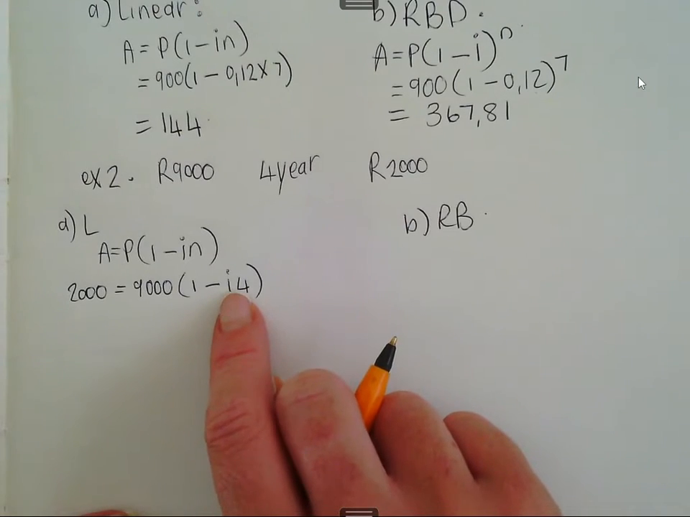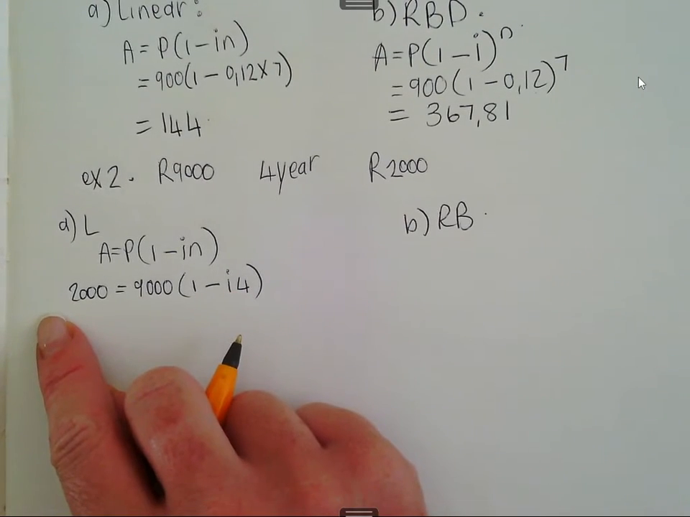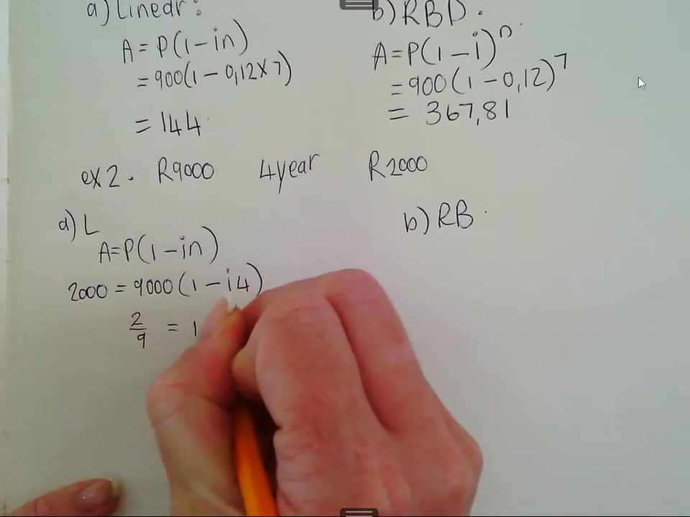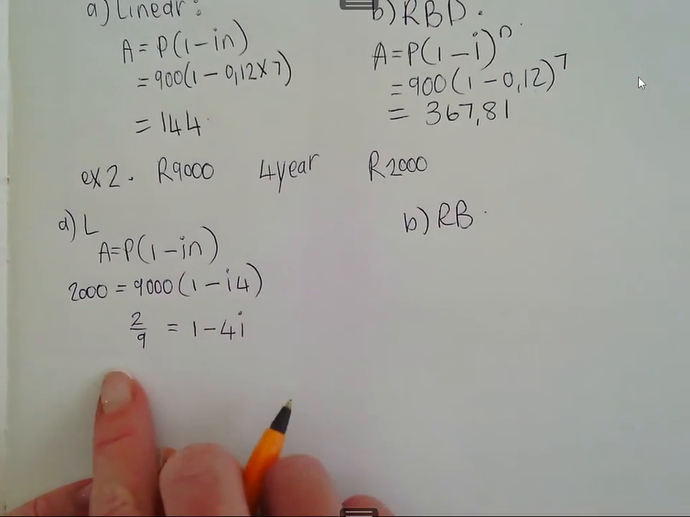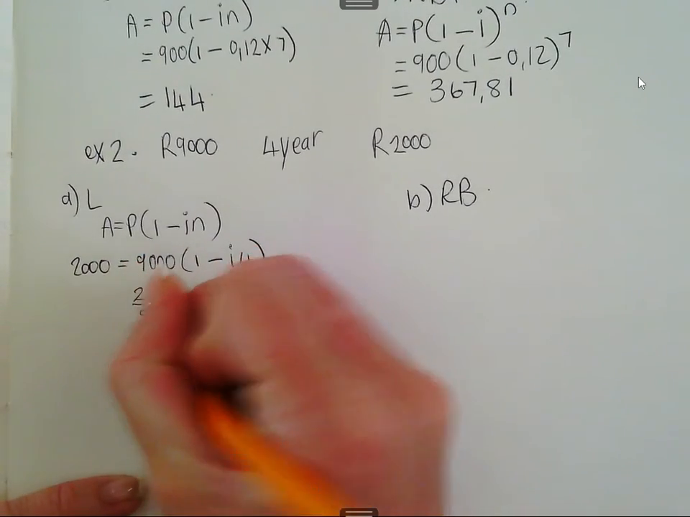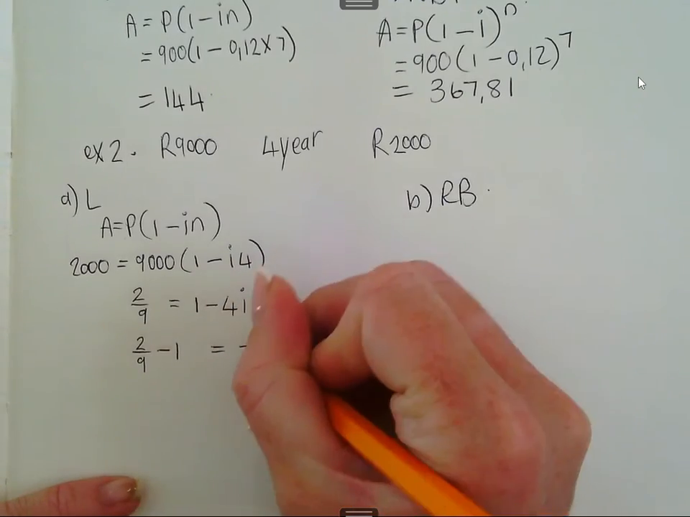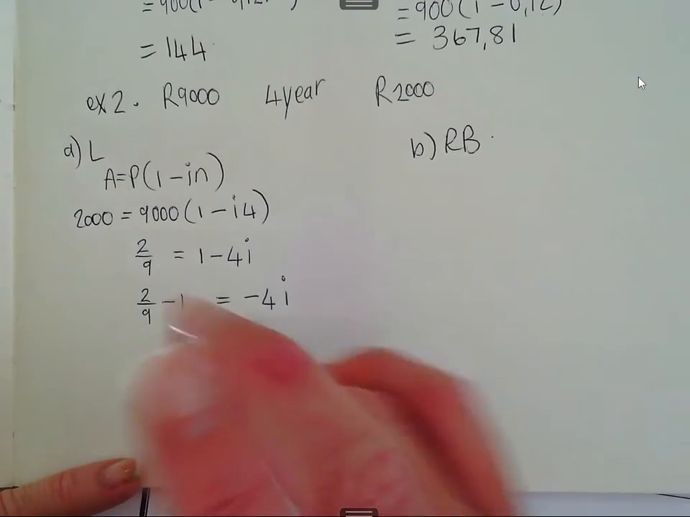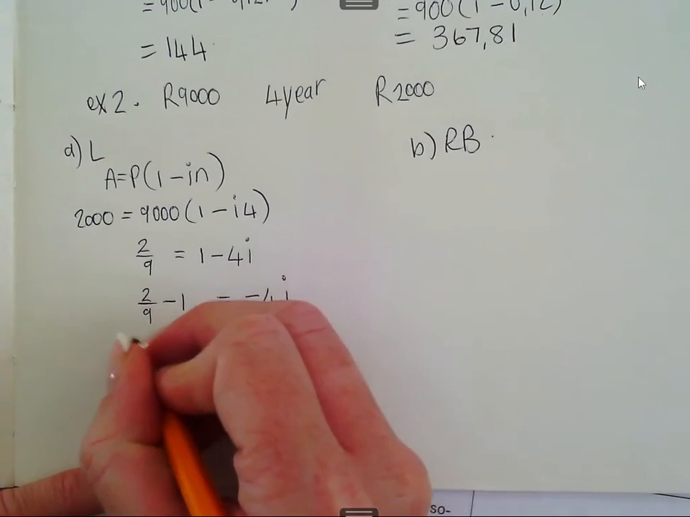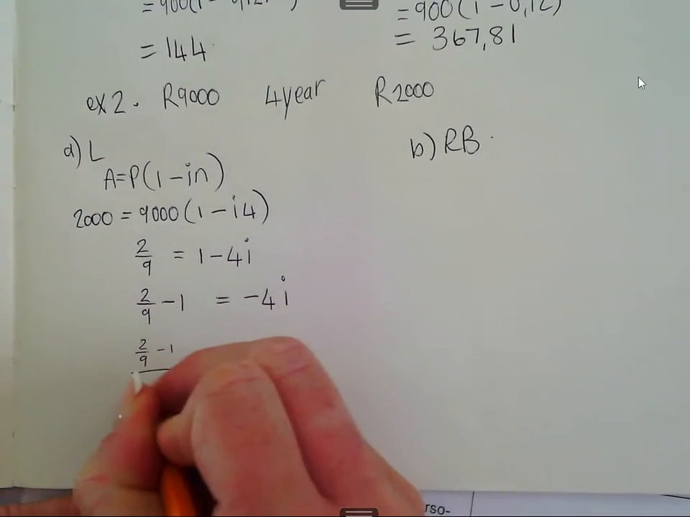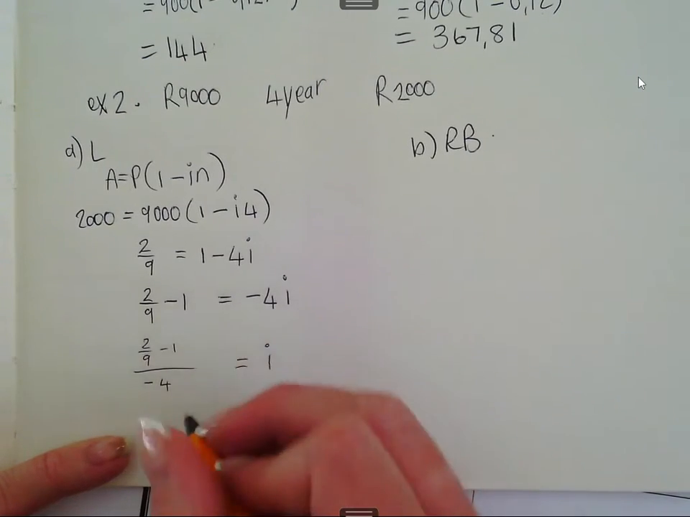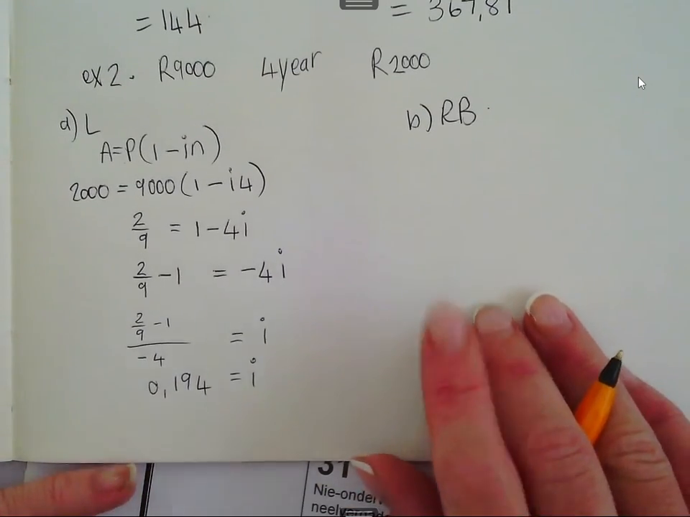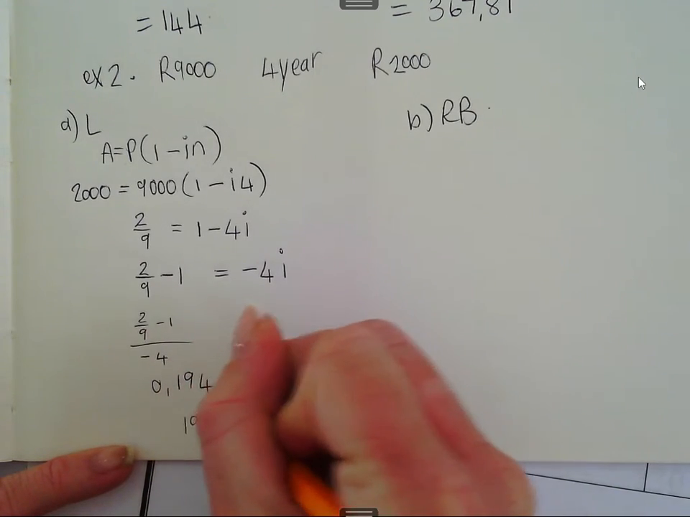And now if I want to find the value of I, I'm going to start by taking the 9,000 over. Do you agree? It's going to divide. So it's 2 over 9 equal to 1 minus 4I. Can I take the 1 over? It's going to be 2 over 9 minus 1 equal to negative 4I. How do I get I alone? Divide by negative 4, and therefore I take this whole thing also and divide by negative 4. Then the answer I'll get is 0,194. Is that the final answer? What must I do? Multiply by 100, so it's 19,4%.